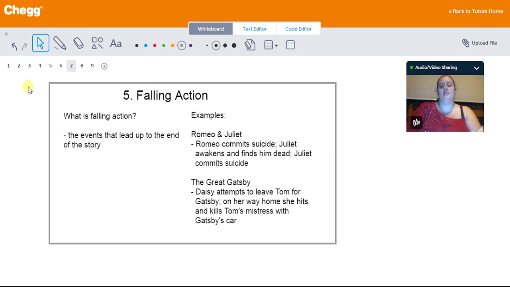In Romeo and Juliet, this is the moment when Romeo commits suicide and Juliet awakens to find him dead, and in her grief commits suicide herself. In The Great Gatsby, this is when Daisy, after truly discovering that Tom was having an affair, decides to try and leave with Gatsby, but in the meantime, she hits and kills Tom's mistress with Gatsby's car.